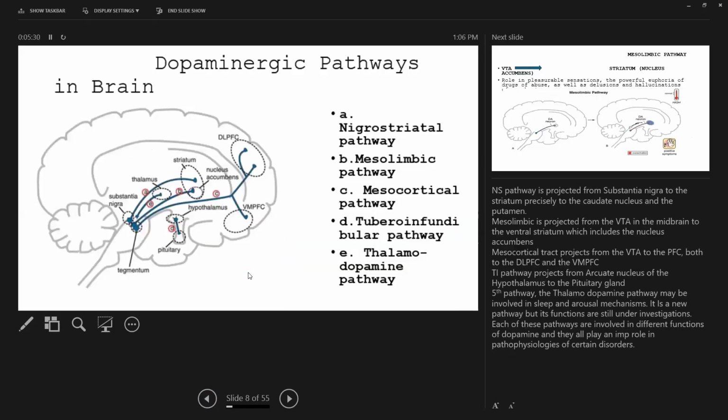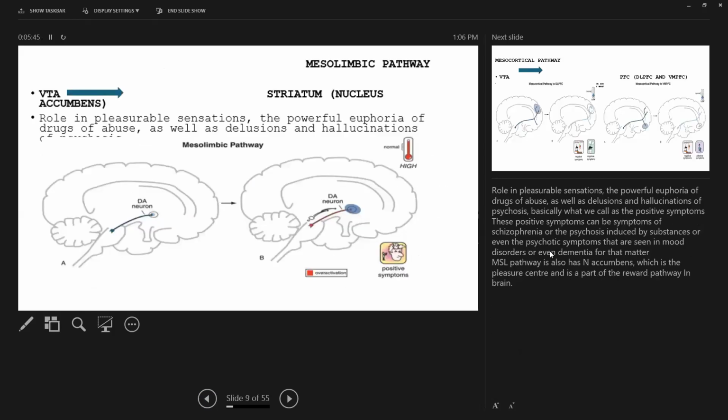Now, there are 5 dopaminergic pathways in the brain. One is nigrostriatal, second is mesolimbic, third is mesocortical, fourth is tuberoinfundibular, and the fifth is the thalamic dopamine pathway, which helps in sleep and arousal mechanism. The mesolimbic pathway starts from the ventral tegmental area, and it goes to the striatum, that is the nucleus accumbens, and its role is in pleasurable sensation.